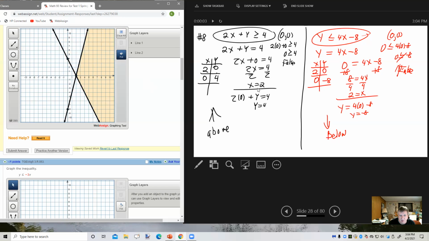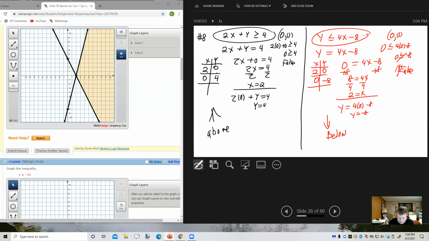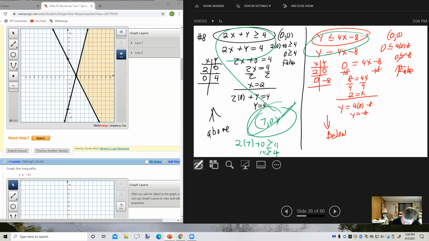Let's pick a point there and test it. How about (7, 0)? So let's go to green. And let's put in (7, 0). If we plug that in there, we get 2 times 7 plus 0 greater than or equal to 4. 14 is greater than or equal to 4. So that checks. Put it over here. 0 less than or equal to 4 times 7 minus 8. 0 is less than or equal to 28 minus 8. 0 is less than or equal to 20. That checks as well. Okay. 2 down and 3 more to go.